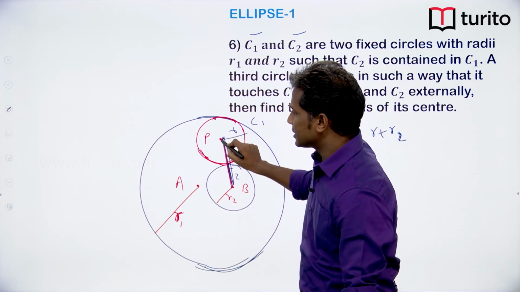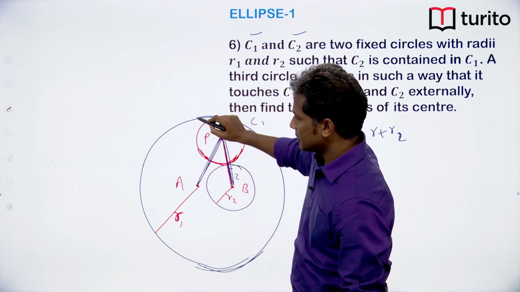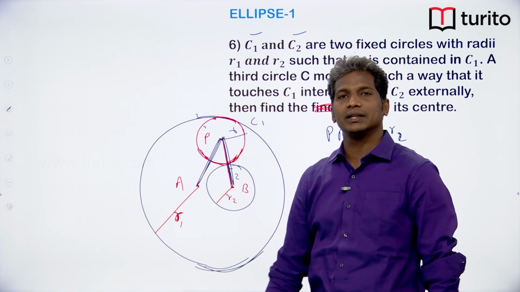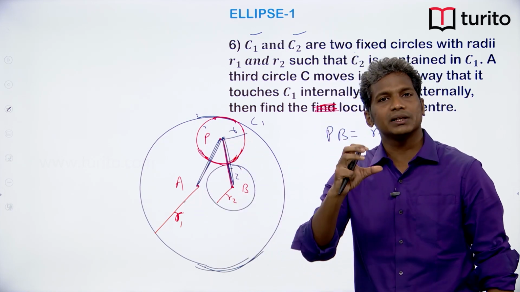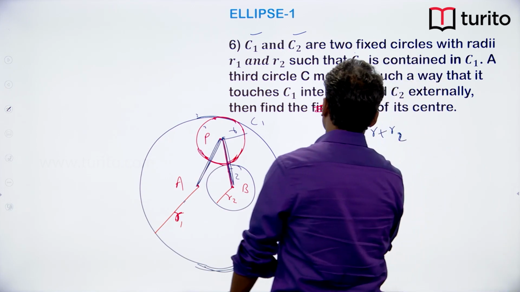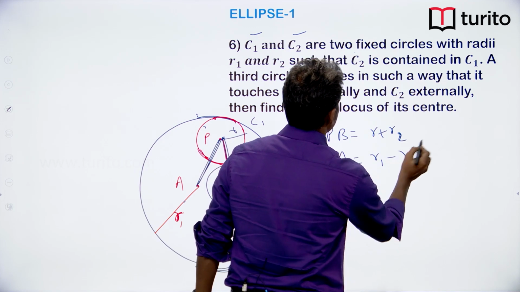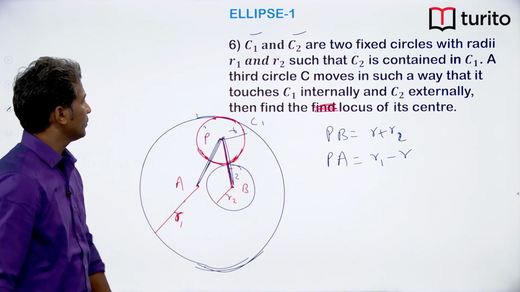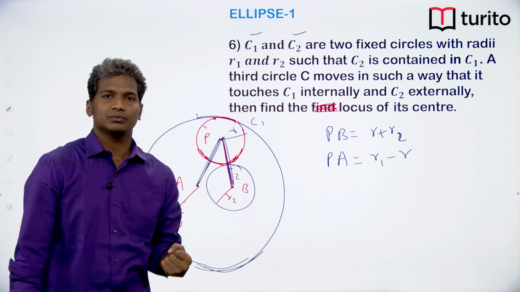Now, if I take the distance of P from A, how much will this distance be? Because these two circles are touching internally, and we know that R1 is definitely bigger than r because r is a smaller circle, PA is going to be R1 minus small r. So PA is R1 minus small r and PB is r plus R2.